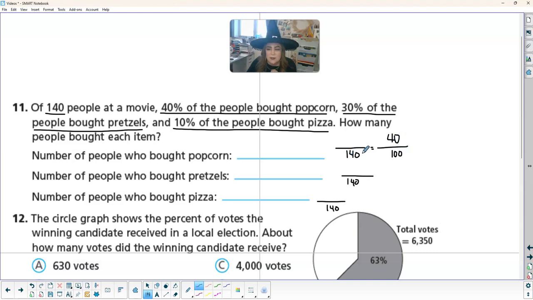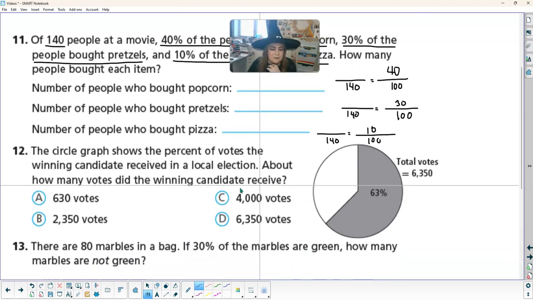So crisscross multiply and divide. We've got 30% here, and then we've got 10% here to find how many people bought that type of snack.